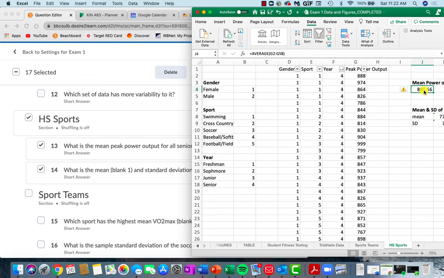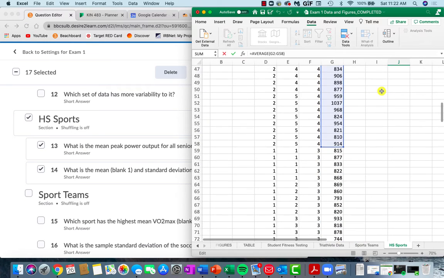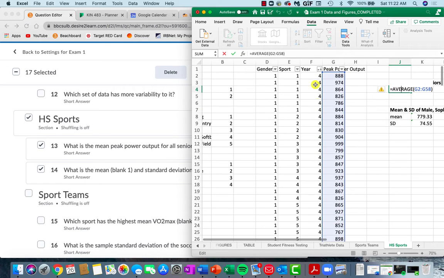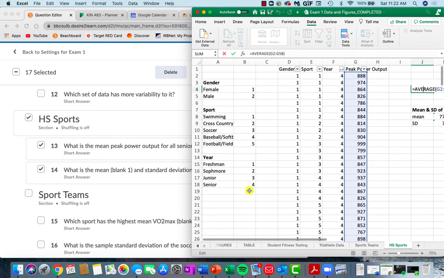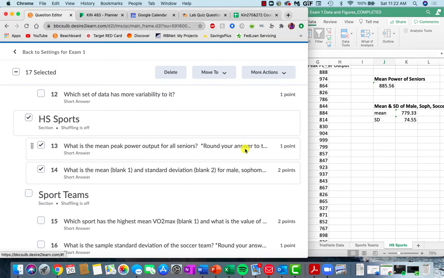And then our mean power is just going to be the average of everyone who has a label of 4 in this year column, because 4 represents seniors. So the average you should have gotten is 885.56, right? You're rounding to the nearest hundredth, I believe is what I listed here, so that should have been the answer that was provided.